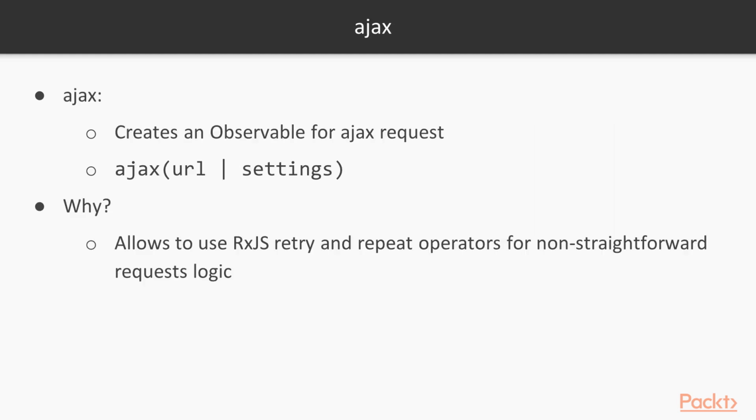The ajax function wraps an Ajax request and creates an observable from it. You may ask why, since we just expect a single value from it. Not always. Sometimes, depending on response data, we need to do some more complicated things, like making another request using previous response data, or retrying the request on error. So, wrapping an Ajax request in an observable allows us to use all the power of RxJS for such non-straightforward request logic. We will talk more about it in the practicing the retry logic section.